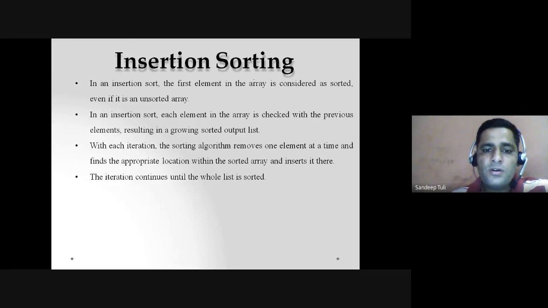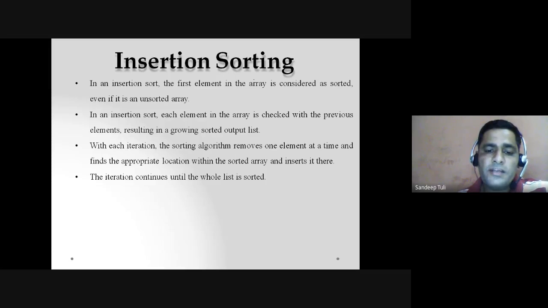In an insertion sort, the first element in the array is considered as sorted. That is what the highlight of that particular slide. Okay, even if it is an unsorted array, जो मैंने अभी डिस्कस किया था, first element will always be sorted. Single element will always be sorted. In an insertion sort, each element in the array is checked with the previous element, resulting in the growing sorted output list.